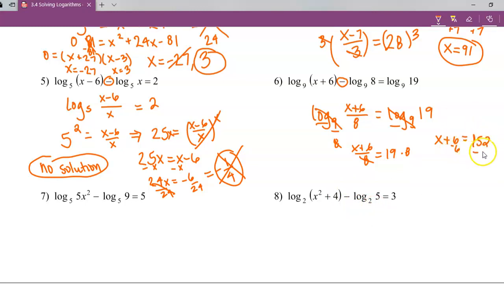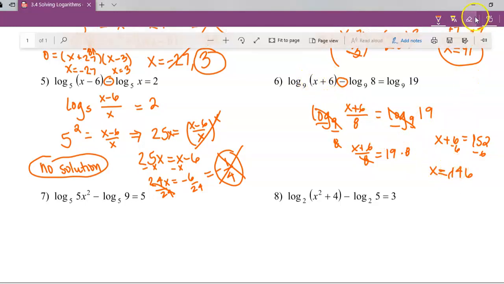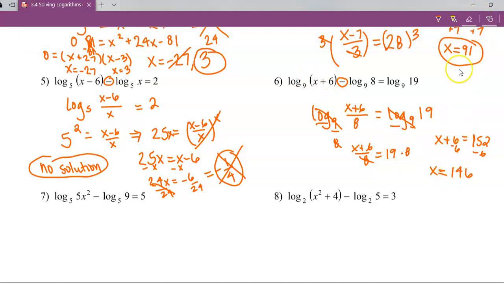I'm going to subtract 6 from both sides, so x equals 146. Okay, so positive 146, if I plug that in here, that's going to give me a positive number. So x equals 146 is a great solution, so go ahead and keep it.